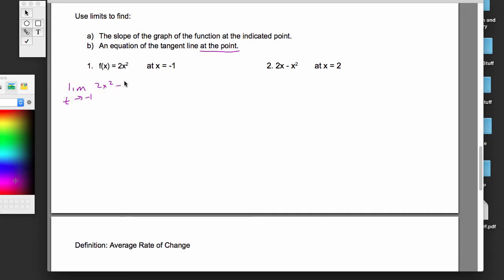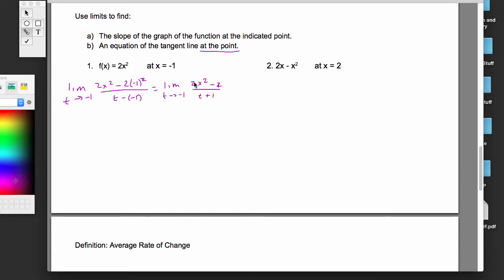2x squared minus 2 times -1 squared over t minus a minus 1. So this equals the limit as t approaches -1. Oh, and feel free, if you're comfortable with this, go ahead and pause it here, and you can try it and then come back and see the answer. So this is going to be the limit of 2x squared minus 2 over t plus 1.